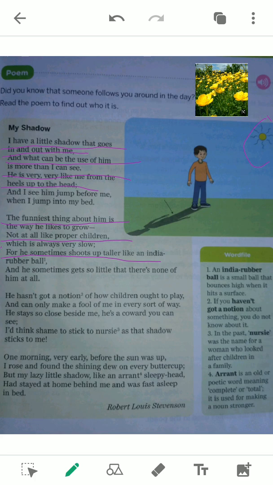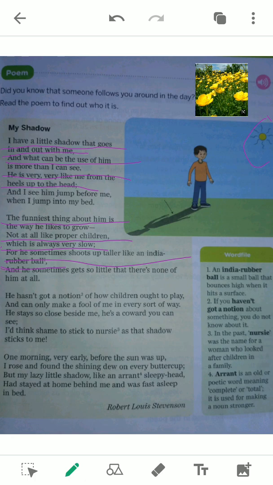So, what is funny about it? The way it grows. It is not like a proper child's growth, which sometimes is very slow and sometimes shoots up taller like an Indian rubber ball. Just like an Indian rubber ball shoots up very high, it also grows very fast.